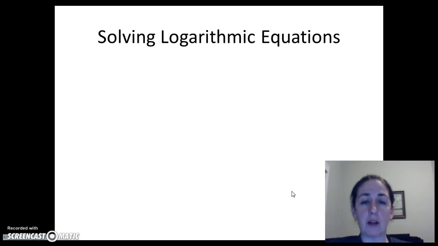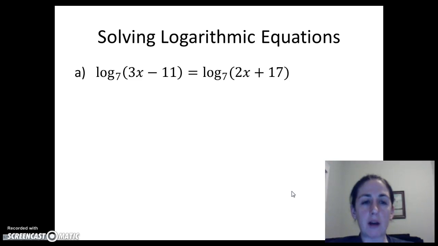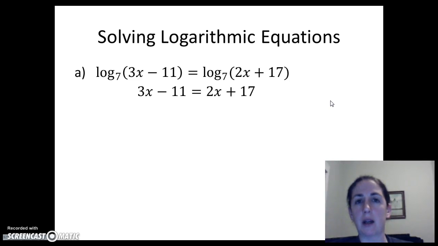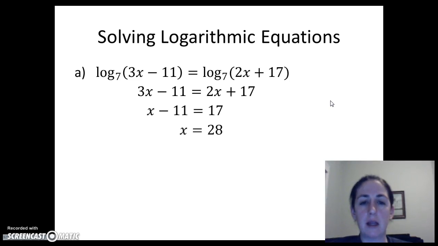Now let's talk about solving logarithmic equations. We'll start off with some simplistic examples and build up to more complicated ones. So log base 7 of 3x minus 11 equals log base 7 of 2x plus 17. Notice the bases of the logarithms are the same. Logarithms are one-to-one just like exponential functions are, so if the bases are the same, their insides must be equal to each other. Now this is just a regular multi-step algebraic equation with variables on both sides. Subtract 2x, add 11, and we get x equals 28.